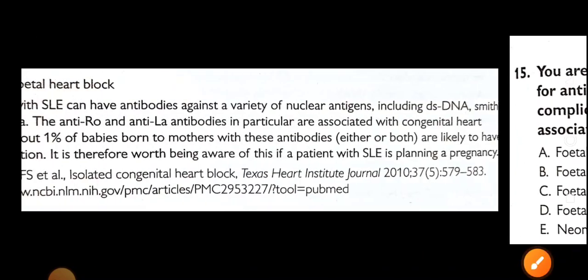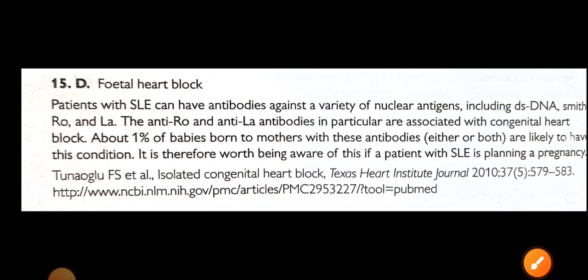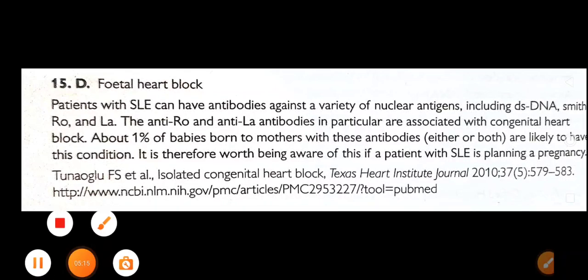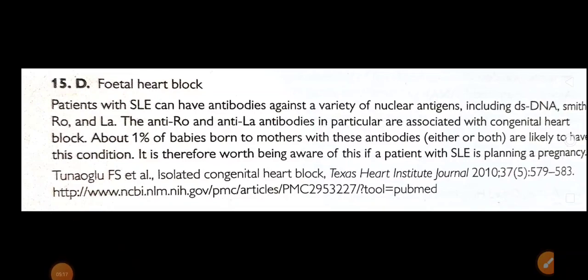Let's discuss why. Patients with SLE can have antibodies against a variety of nuclear antigens, including dsDNA, Smith, Ro, and La. The anti-Ro or anti-La antibody is particularly associated with congenital heart block. About 1% of babies born to mothers with these antibodies, either or both, are likely to have this condition. It is therefore worth being aware of this if a patient with SLE is planning a pregnancy.